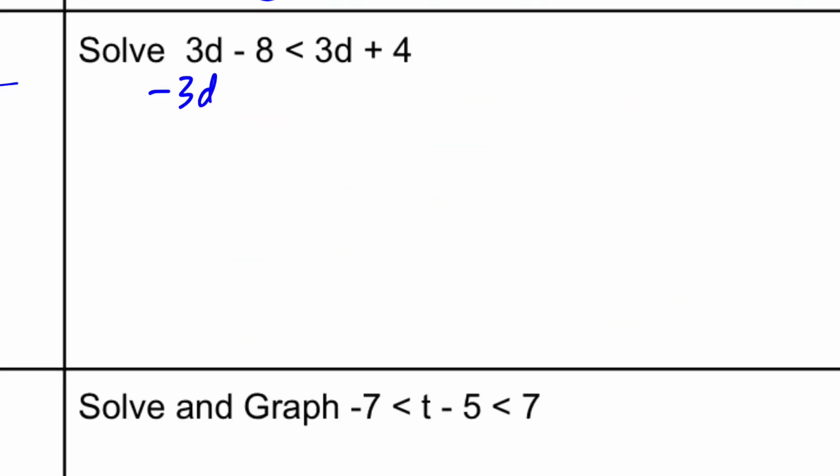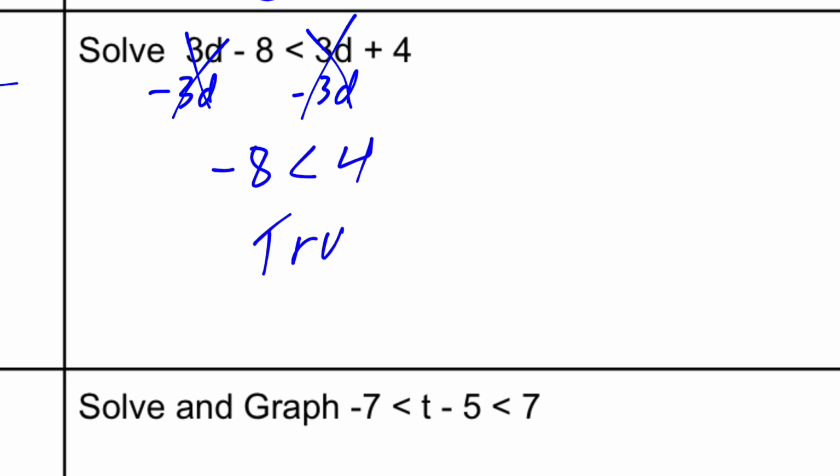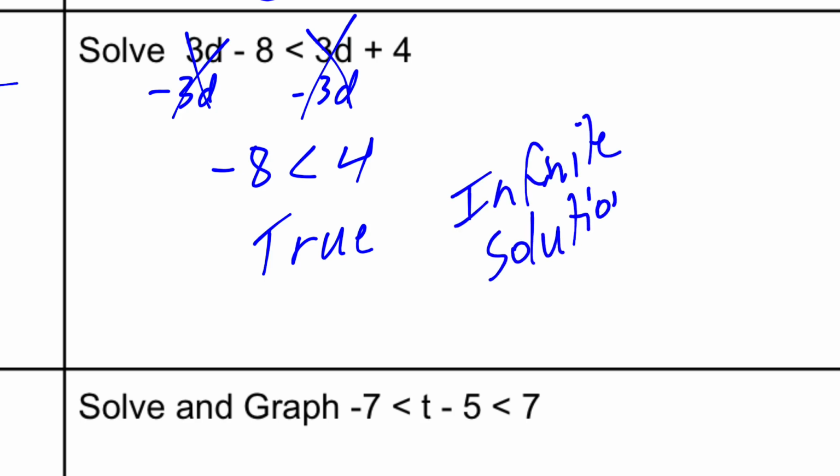If I subtract 3d from both sides, the d's go away. Not just the 3's, also the letter. Is -8 less than 4? This is either a true or a false statement. This one is actually true. That means there are infinite solutions to this inequality. Make sure you cancel out the letters first before you try to move numbers for this reason.